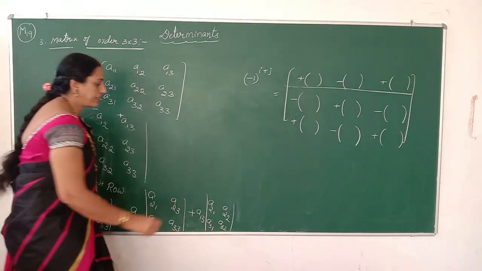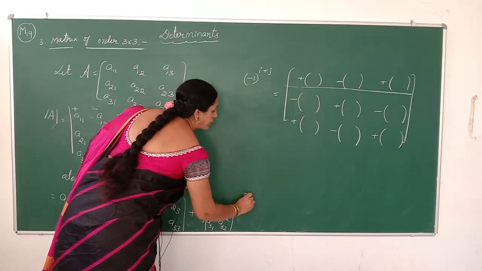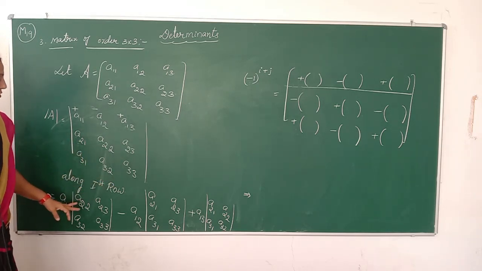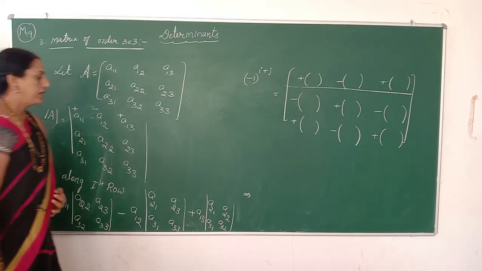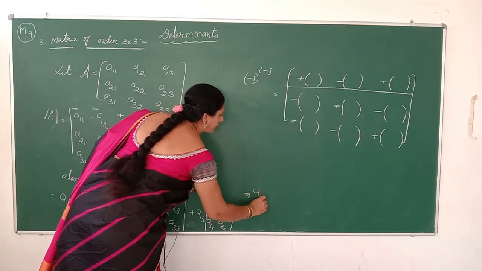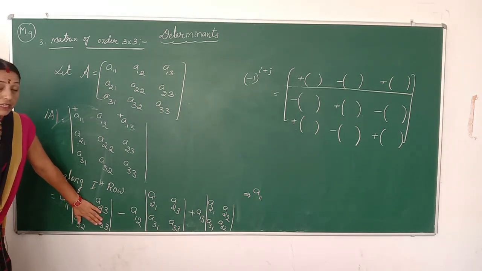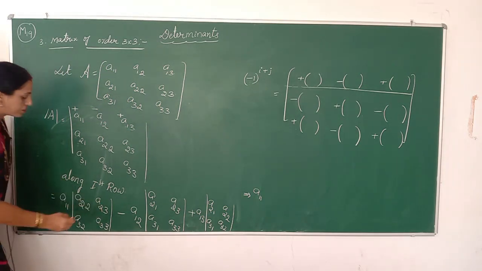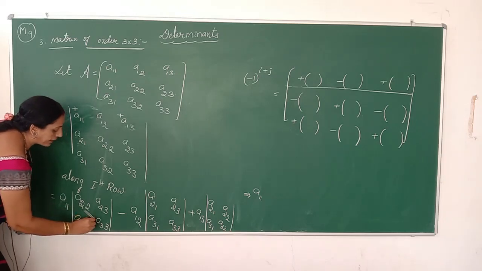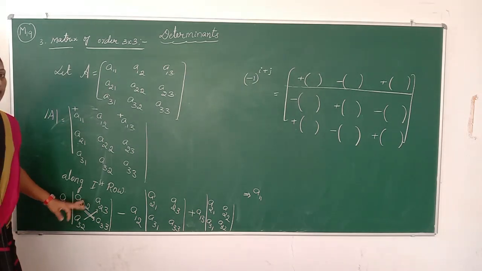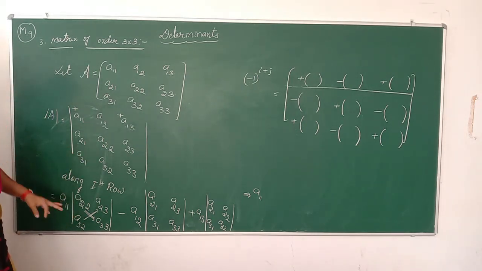After that, by using the condition of 2 cross 2 determinants, we already discussed how to simplify them. We already know that. By using that procedure, it gets simplified. Now the first element is A11 of. So what is the condition of 2 cross 2 determinants? Product of left diagonal minus product of right diagonal.